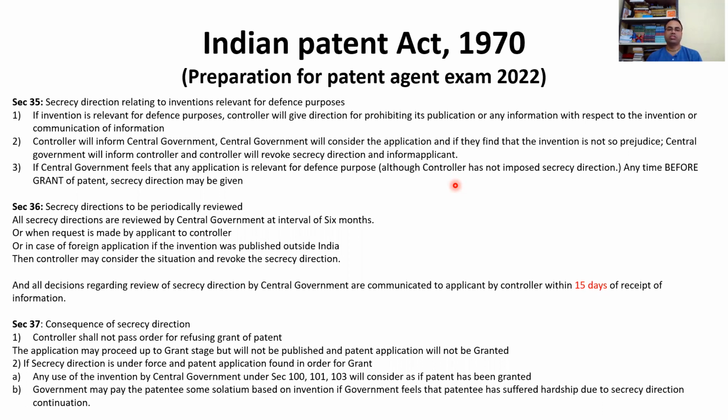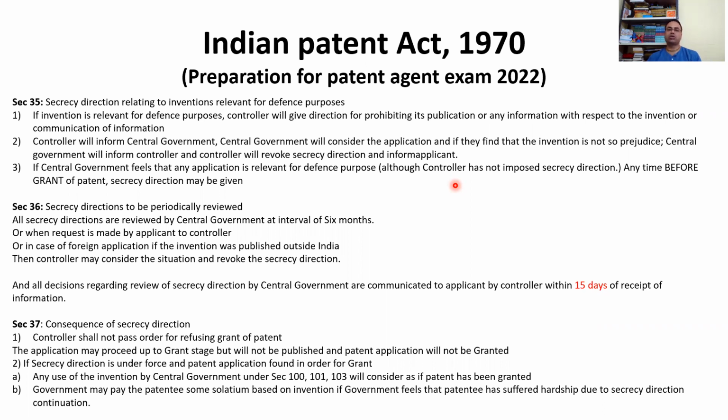Or in case of a foreign application, if the invention was published outside India, then the controller may consider the situation and revoke the secrecy direction. If you say that this same invention is part of a convention application, this situation arises, for example, in the case of multinational companies. They have R&D in India, and R&D in other countries, and from other labs they filed a patent, it was published, and then they come to India and file within 12 months. If you tell the controller that the foreign application has already been published, then the controller can revoke the secrecy direction.